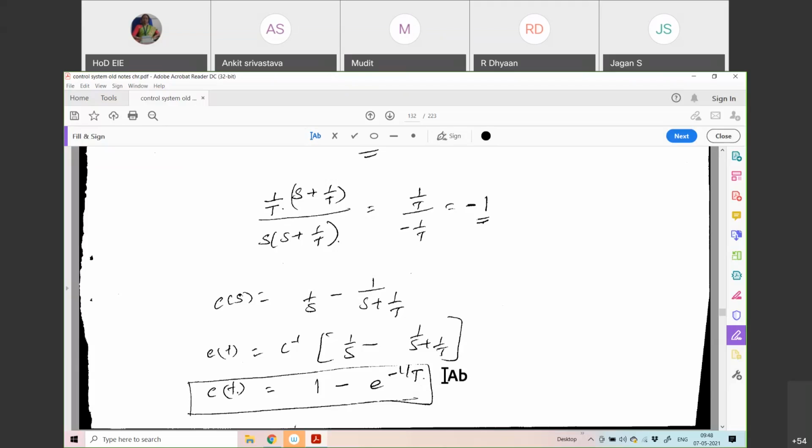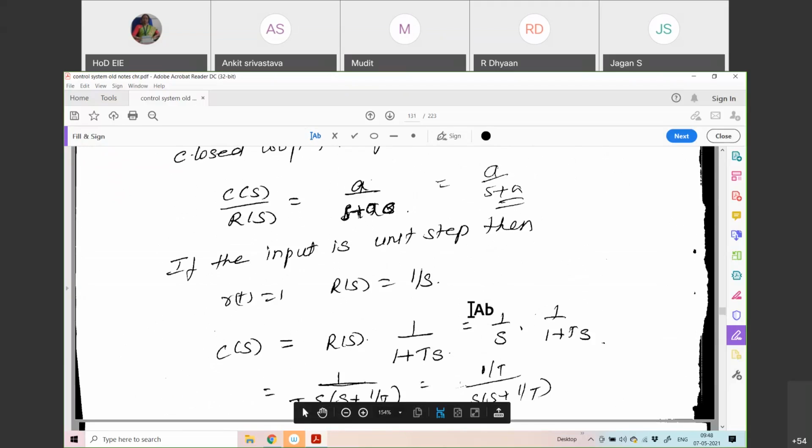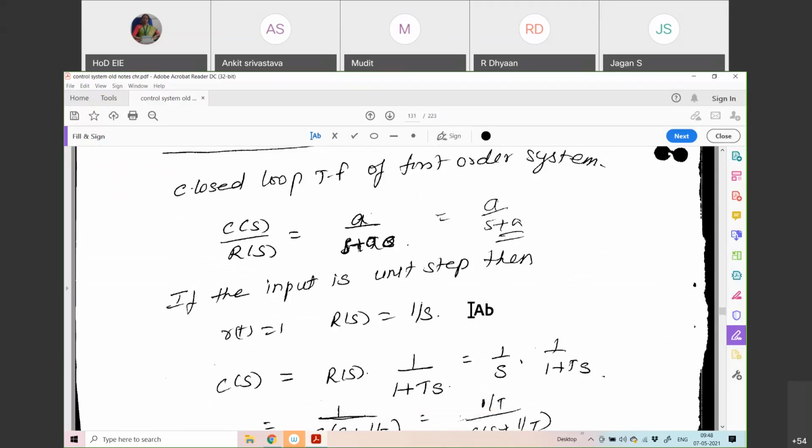Okay. If I say that I have a first order system which is 4 by s plus 4, can you tell me what is the response of the system in time domain for the unit step input? 4 by s plus 4 is C of S by R of S. Find the response of the system in time domain for a unit step input.